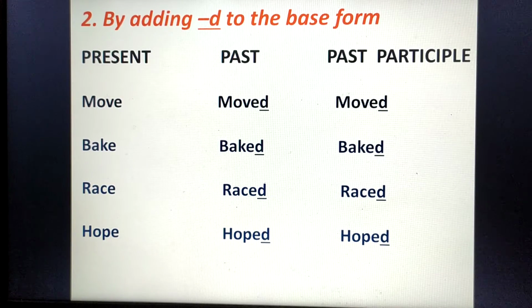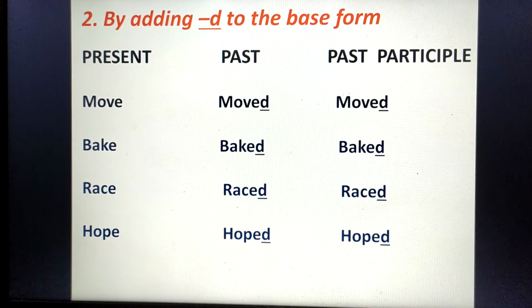Next, we can form a regular verb by adding just d to the base form. How? We can do that if the base verb is ending in E. Here you can see all the words: move, bake, race, hope. They all are ending with E, right? M-O-V-E. E is the last letter of all these words. So if the base verb is ending with E, we just need to add d to make it past and past participle form, right?